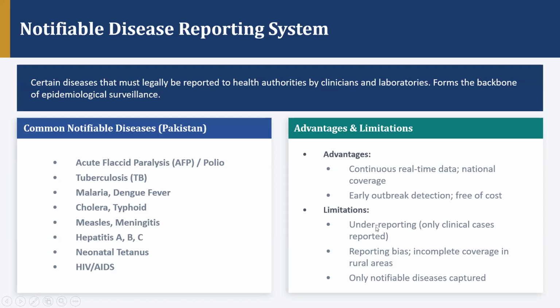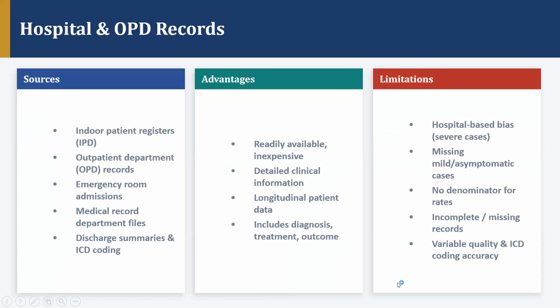Limitations: underreporting, only clinical cases, reporting bias, incomplete coverage in the rural areas, only notifiable diseases captured. Next is the hospital and the OPD records. Sources: indoor patient registry, outdoor patient registry, emergency room admission, medical records, and discharge summaries.